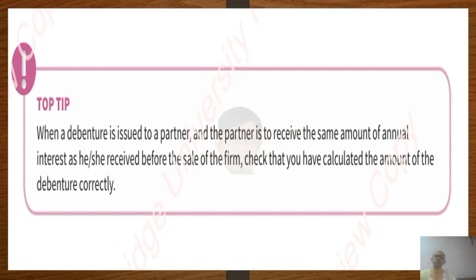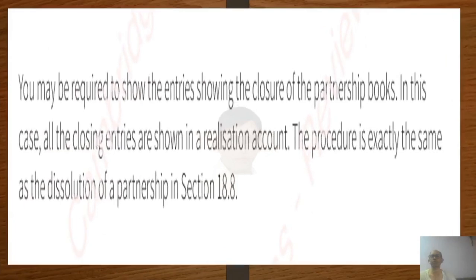When a debenture is issued to a partner and the partner is to receive the same amount of annual interest as he or she received before the sale of the firm, check that you have calculated the amount of the debenture correctly. You may be required to show entries showing the closure of the partnership books. In this case, all the closing entries are shown in the realization account. The procedure is exactly the same as the dissolution of a partnership in section 18.18.